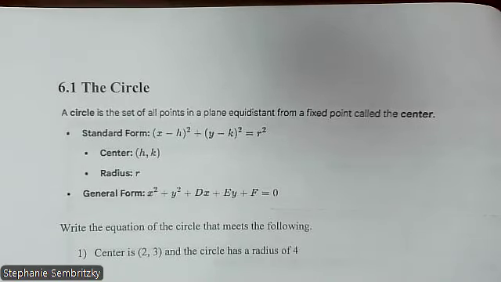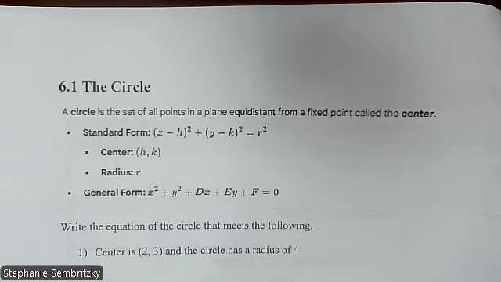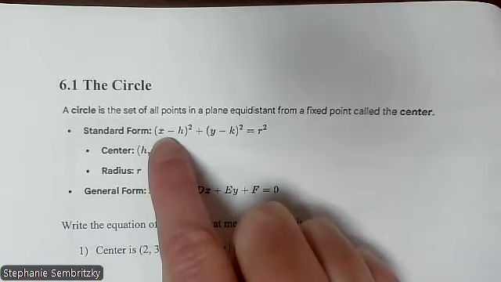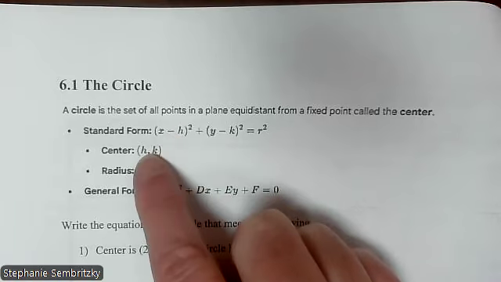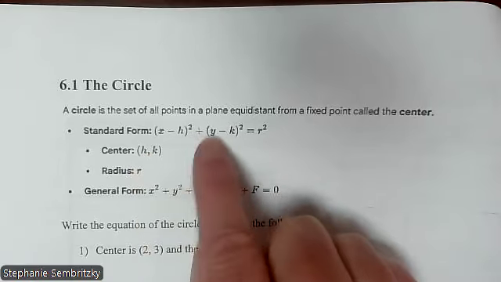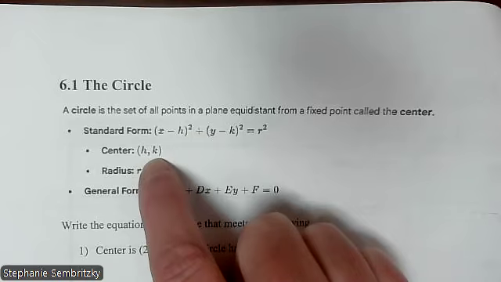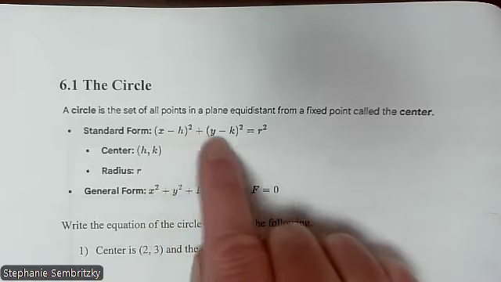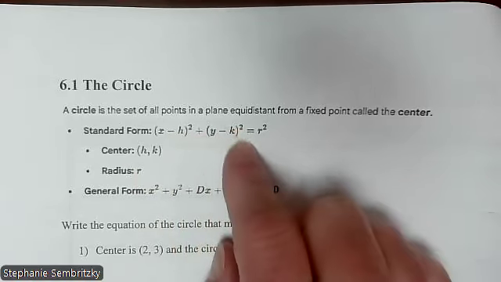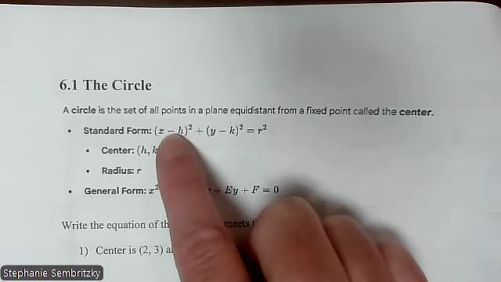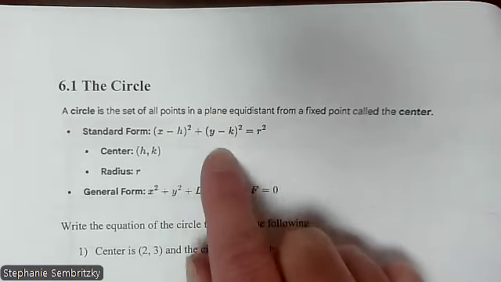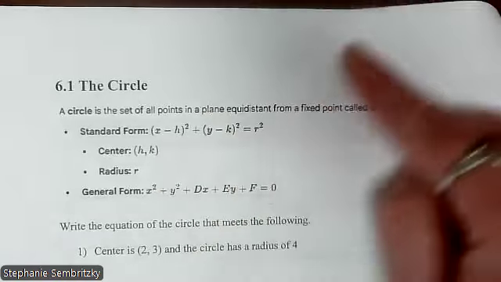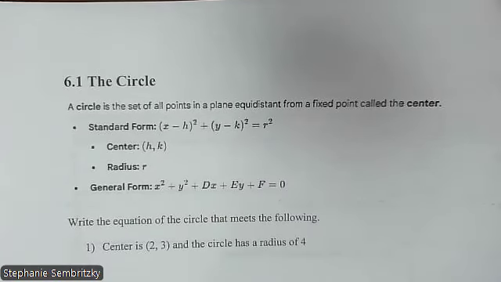So we're talking about circles today, and we've talked about these before. This is something we looked at in college algebra. The standard form for a circle is (x minus h) squared plus (y minus k) squared equals r squared, where h is the x value from the center and k is the y value from the center. This is my horizontal distance squared plus my vertical distance squared gives me my hypotenuse squared. That's just the Pythagorean theorem.